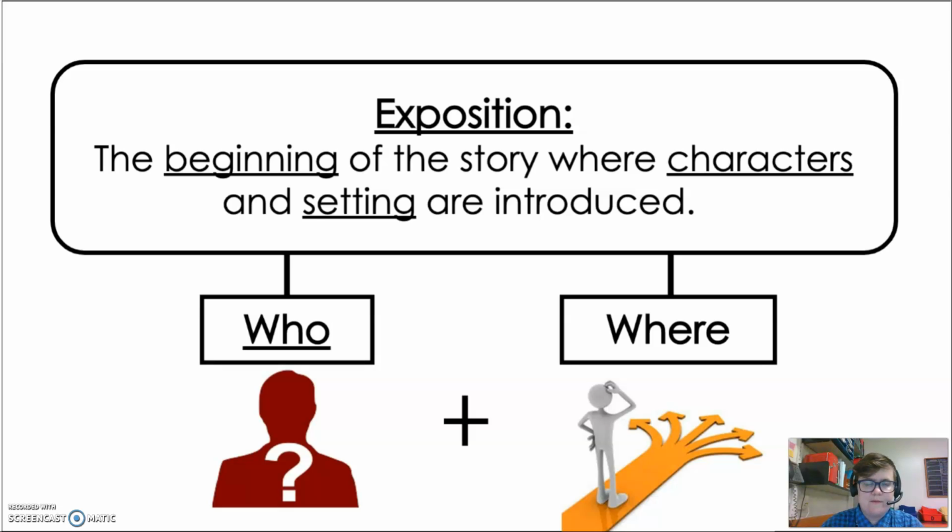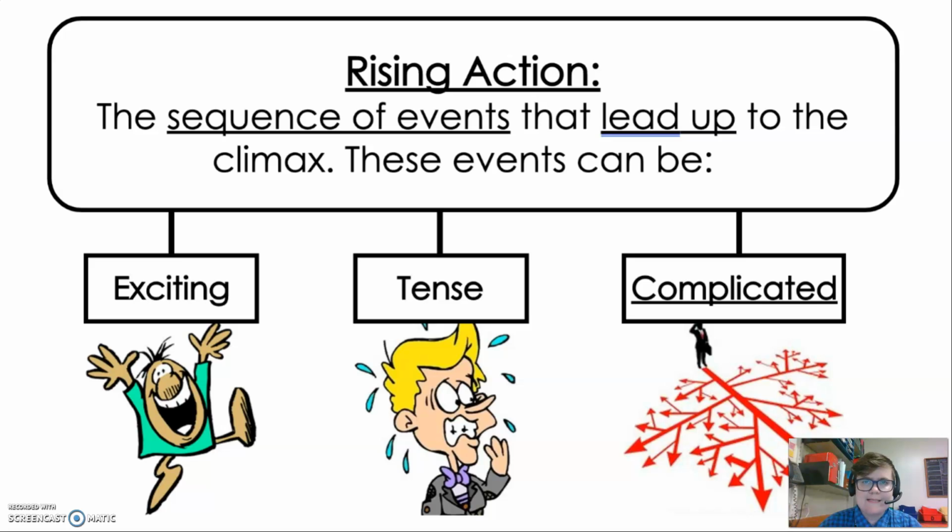Exposition. The beginning of the story where characters and setting are introduced. So it is the who, the characters, and the where, or the setting. The rising action. This is the sequence of events that lead up to the climax. These events can be exciting, so awesome, exciting, woo! It could be tense, like anxiety, nervousness. It could be complicated, like there's just so much going on that it's really hard to keep track. There are just so many things happening all at once.